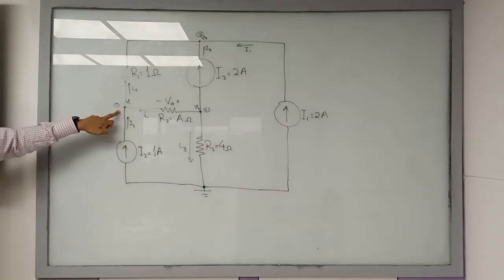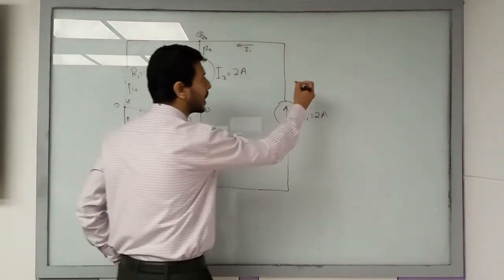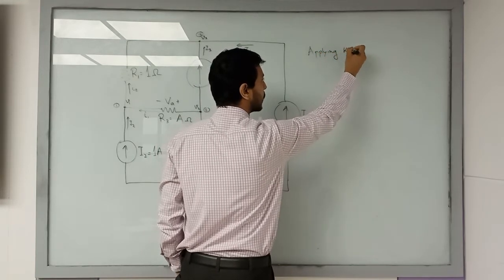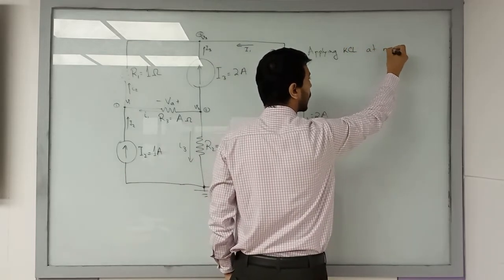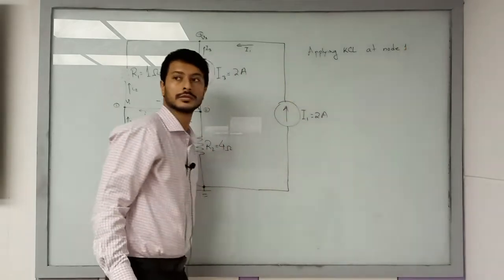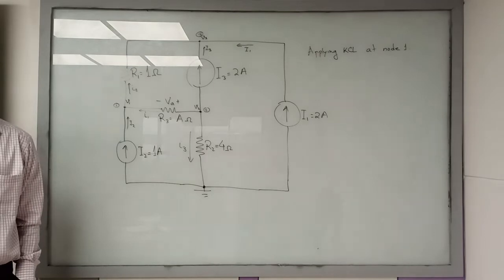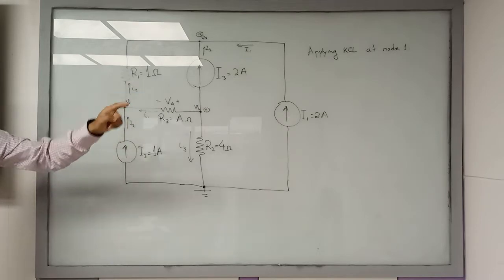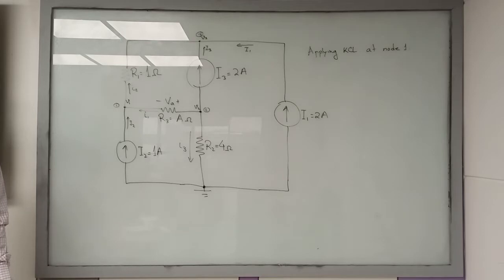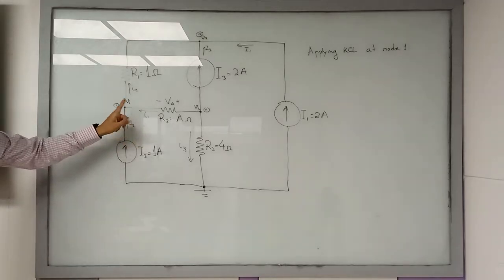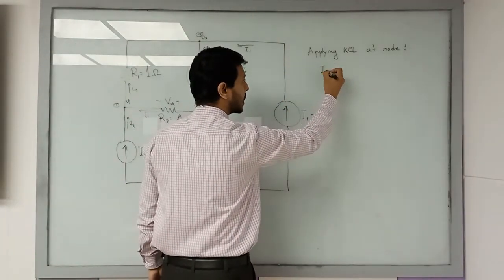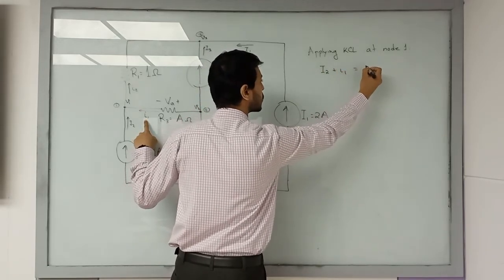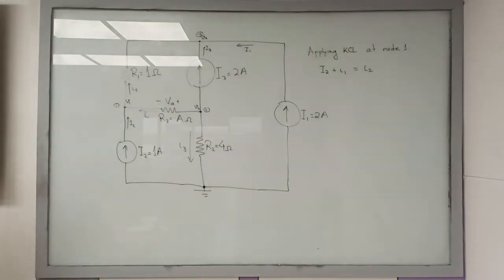Okay. Now you have to apply KCL at every node point. So you start applying KCL at node 1. If you apply KCL at this nodal point, what should be the equation? You guys tell me. Capital I2 plus small i1 should be equal to small i2. This is the equation, right? From this nodal point.